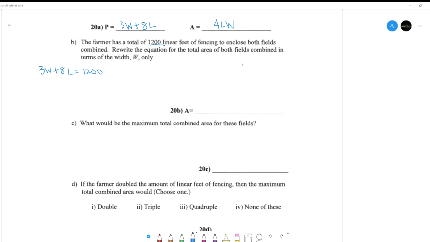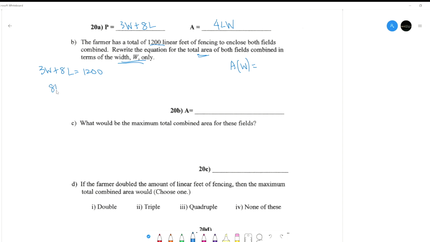Let's see here. We've got to rewrite the equation in terms of W only. So does everyone understand when it's in terms of W only, right? This is the total area equation. That means the area is in terms of W. So that area formula can only have W. It can't have any other letter. No L's. So I need to first figure out for the total fencing what L is equal to, right? Because the area is in W, that means L is what I have to substitute in for W.